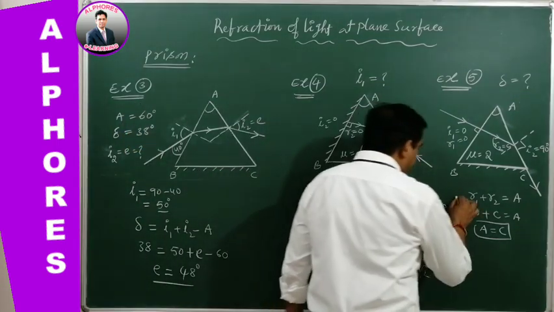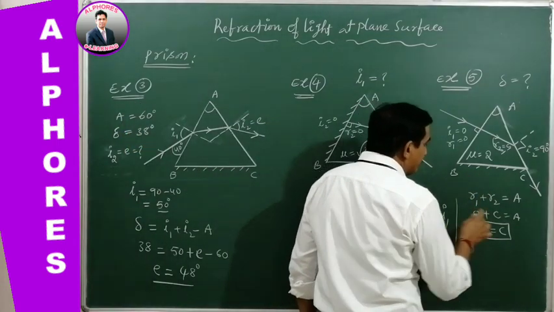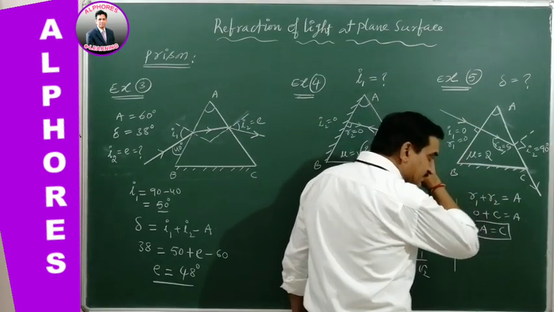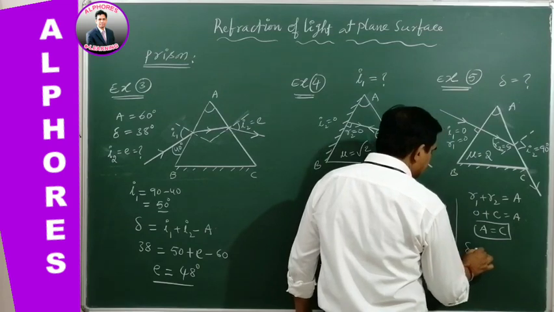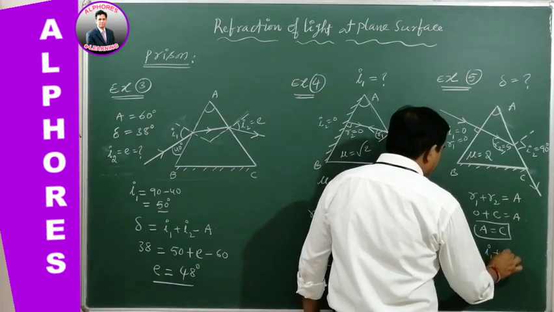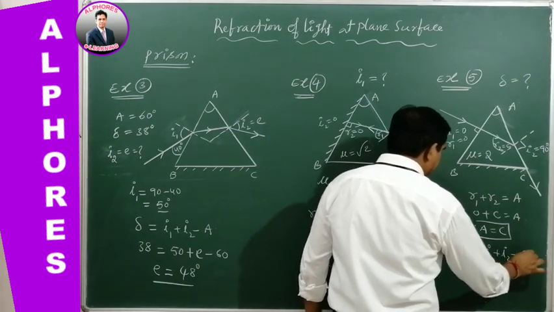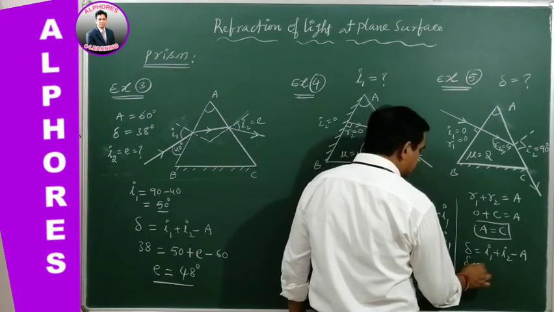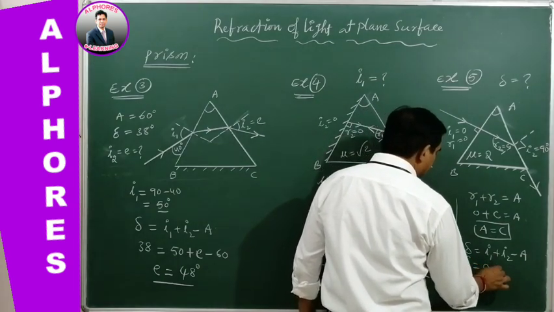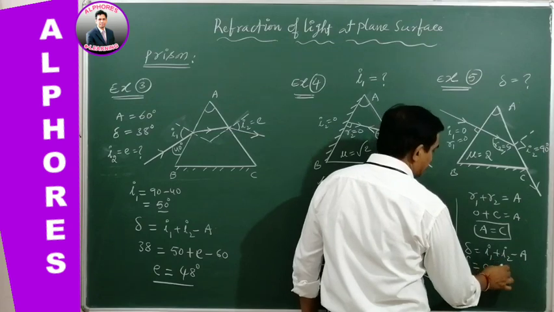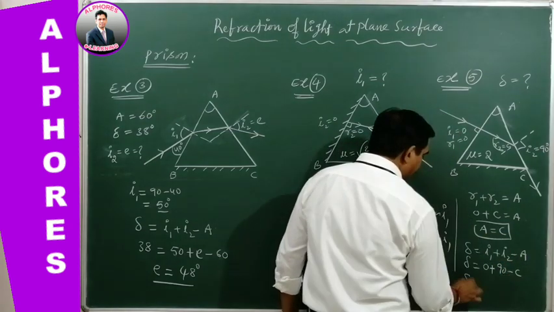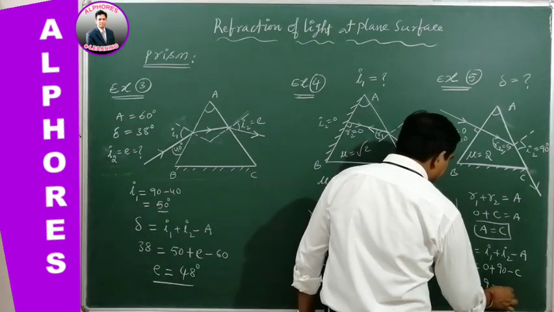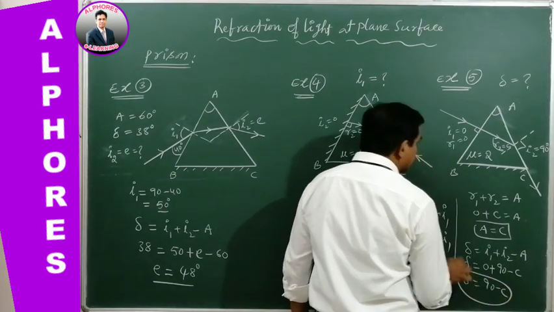Then go for the next point here. The question is asking what is the deviation suffered by the light. In this case, delta is equal to I1 plus I2 minus A. Of course, the deviation suffered is equal to I1 being 0, I2 being 90 degrees, minus A which is equal to C. Therefore delta equals 90 minus C. So this is the deviation suffered.